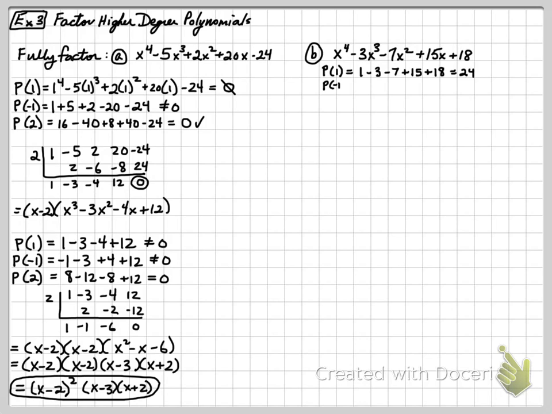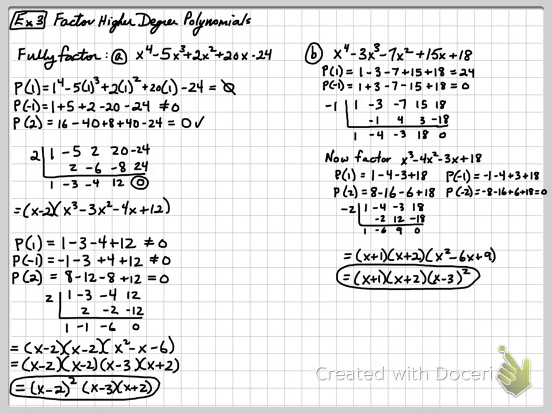In B, we start again with the factors of 18. I find that p at negative 1 is equal to 0. So now I can say that x plus 1 is going to be a factor of this. And I can divide negative 1 into 1, negative 3, negative 7, 15, and 18. And when you finish all this up, you're going to end up with the long process of getting x plus 1 times x plus 2 times x minus 3 squared.